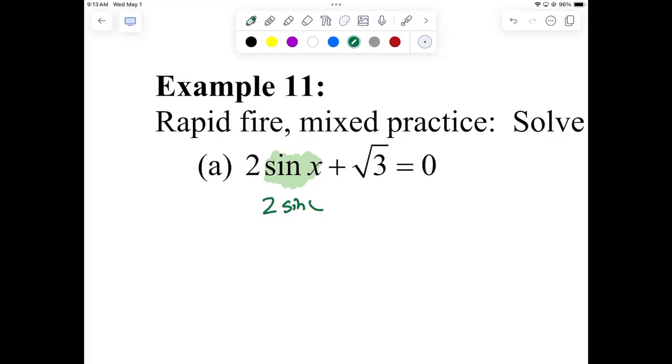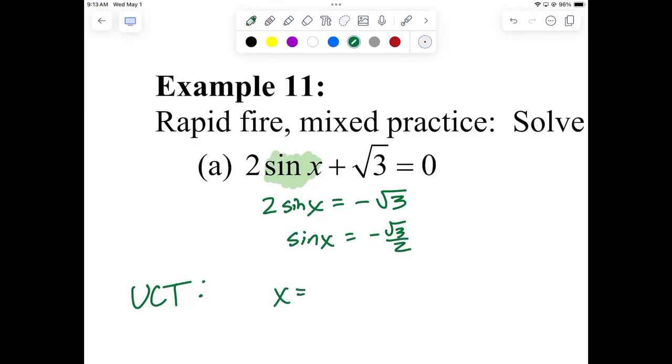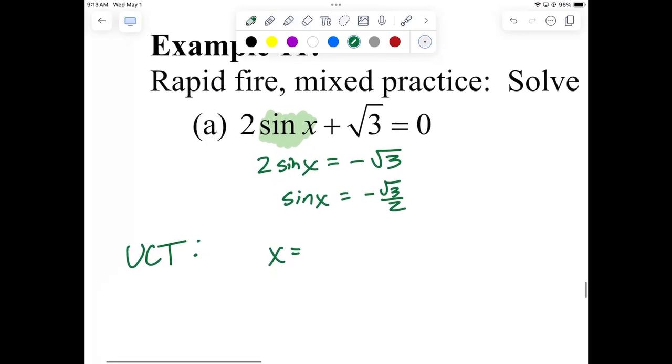I'll do it in 2 steps. I'll bring the square root of 3 across and it becomes negative square root of 3. I'll divide through, bless you, by 2, and I get negative square root of 3 over 2. And now solve for sine of x. That's our goal. Solve for the individual trig function. And now it's unit circle time, where within one positive rotation, does sine equal negative square root of 3 over 2?